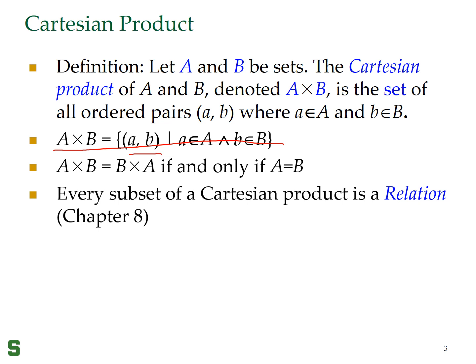Every subset of a Cartesian product is a relation. We'll study this more in chapter 8 subsequently in the semester, but we can create a subset of A cross B and that will give us a relation between A and B.